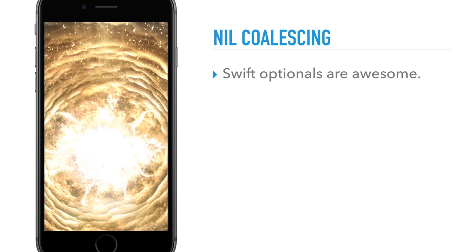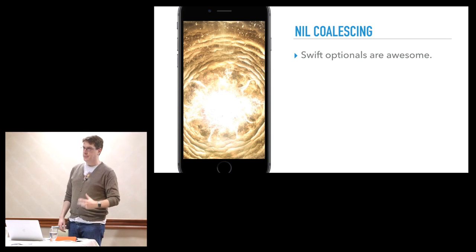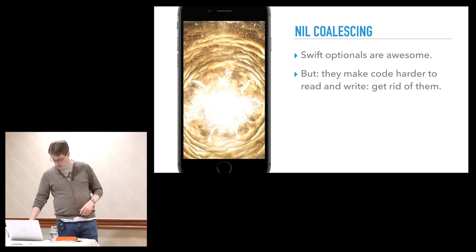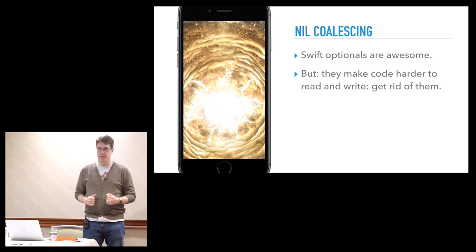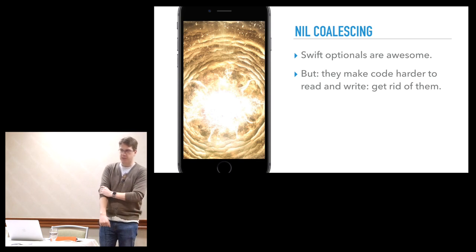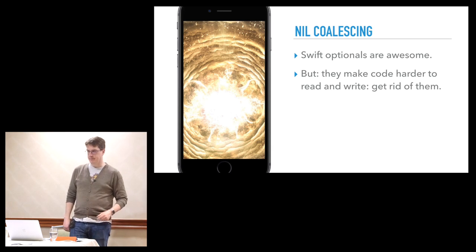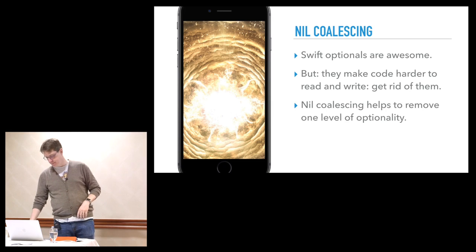So, I want to make this clear up front. I do think Swift optionality is very good. It keeps your code safe. It keeps your apps safe. It keeps your code from crashing. It's brilliant. But if you can get rid of them, get rid of them. Go for hard values rather than optional values every time. They make your code harder to read and write and maintain. So if we can get a UI label rather than an optional UI label, go for it every time.